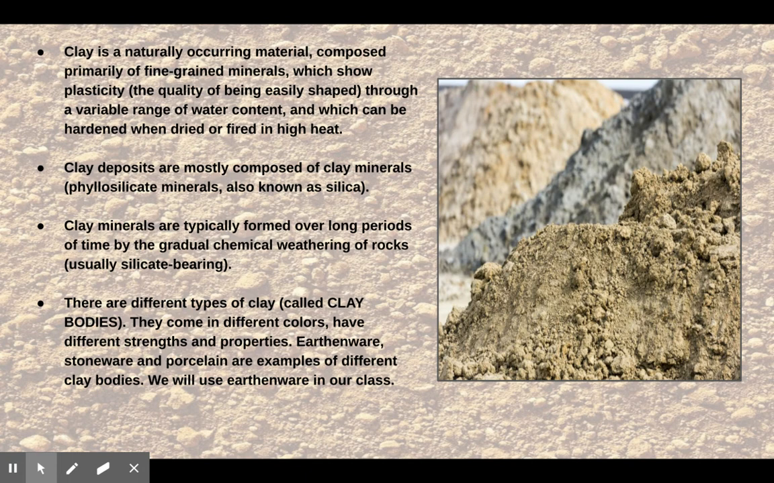So clay is a naturally occurring material. It's composed of primarily fine-grained minerals, which show plasticity. And plasticity basically means the quality of being easily shaped, meaning that the material has water mixed into it, and that creates a soft, moldable material. This material, when hardened and dried, can be fired in a special oven at a high heat, and it makes it a very solid and durable material.